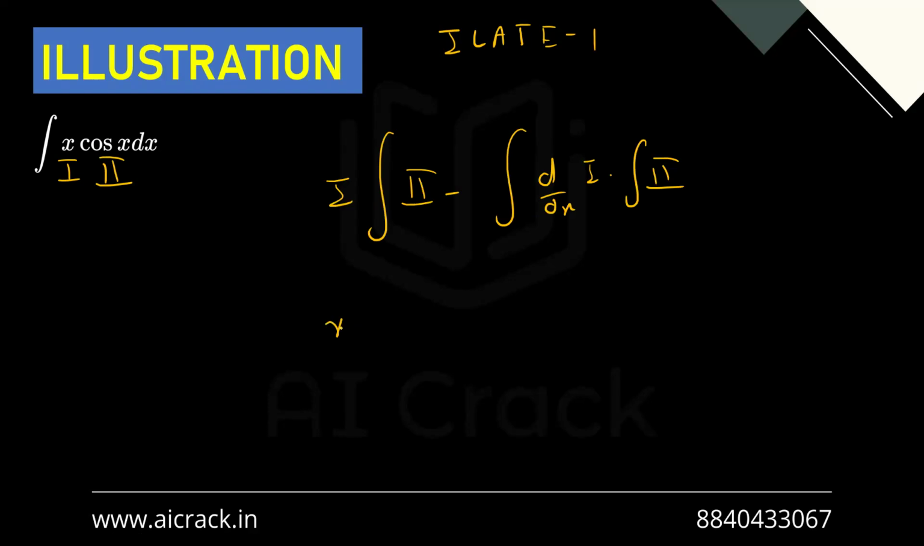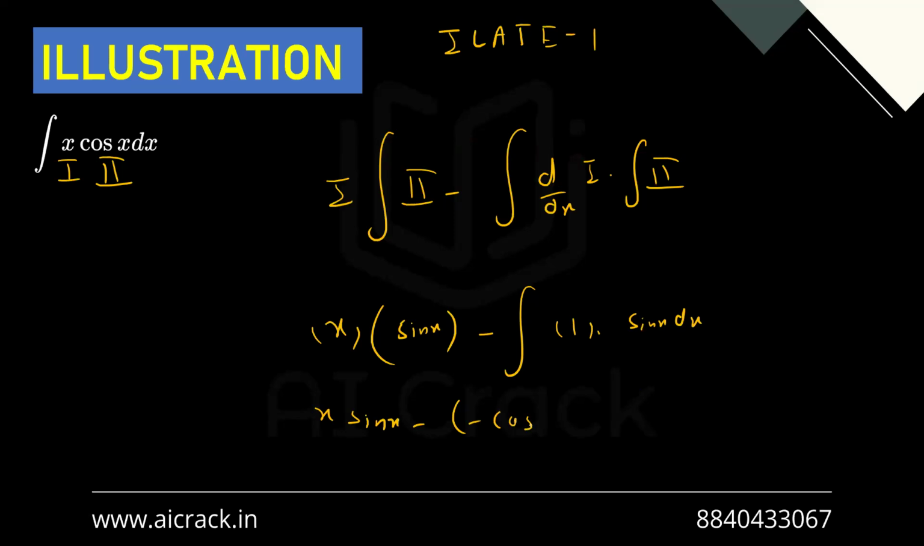So the first function is x multiplied by the integral of cos x, that would be sin x, minus the integral of the derivative of 1, that would be 1 only, multiplied by the integral of second, that is sin x dx. So this becomes x sin x minus the integral of sin x. What is the integral of sin x? It is nothing but minus cos x, right? So our answer becomes x sin x plus cos x plus c, obviously.